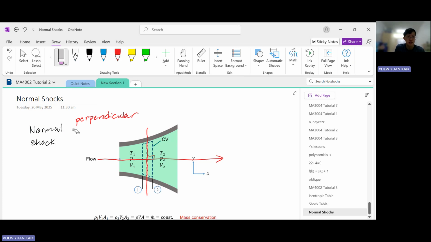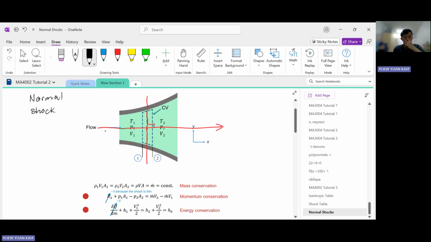There are other types of shock which we are not covering in the syllabus, for example oblique shock. Oblique shock means the shock is at some angle away from the flow direction that is not 90 degrees. We're not covering this kind; I'm just telling you the different kinds of shock. That's why they specify normal shock.